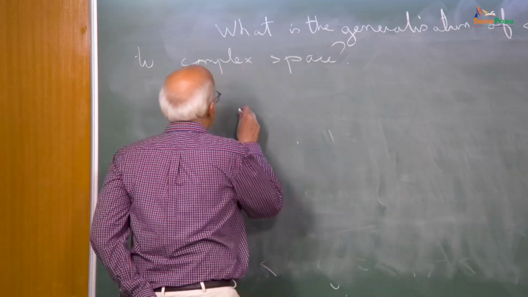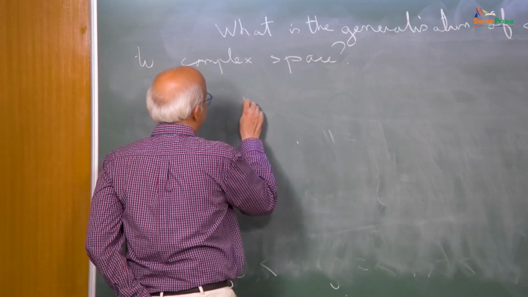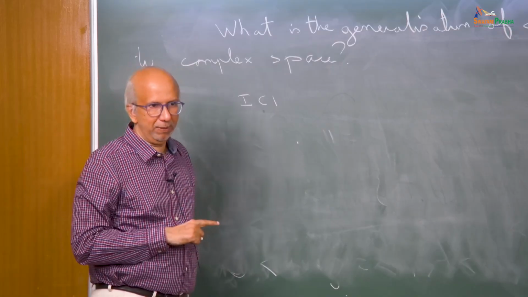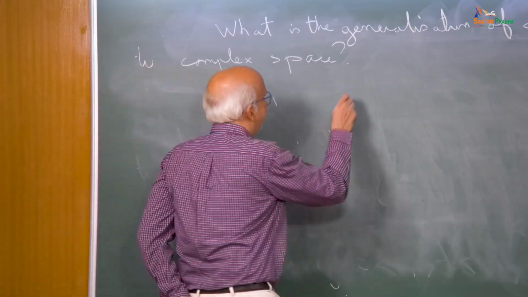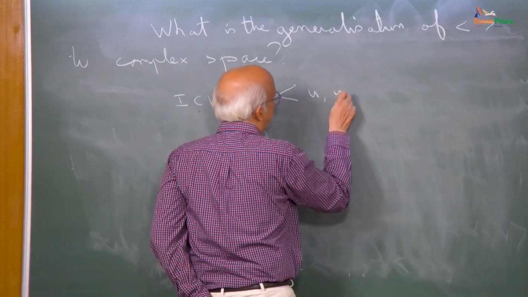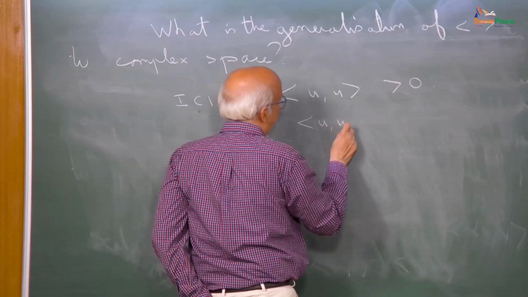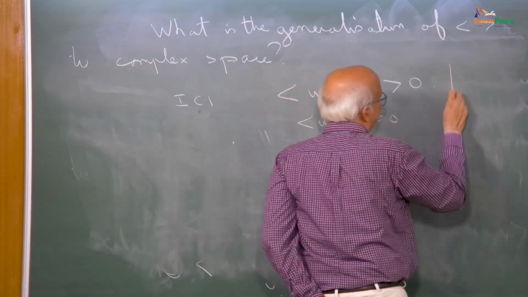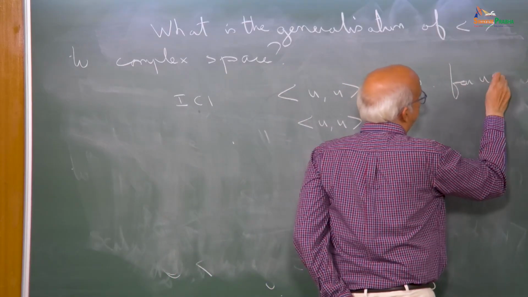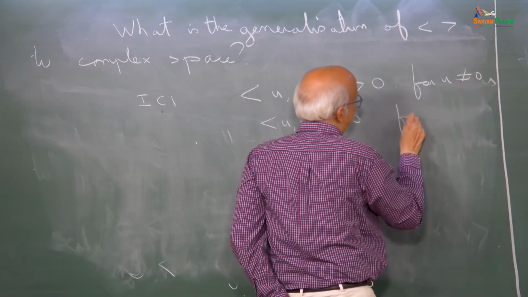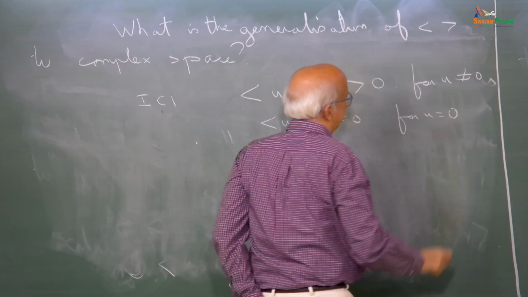So, now I am going to call this IC1, just to tell you inner product for complex. The first axiom is that the inner product of U with U must be greater than 0 for U not equal to 0, and the inner product of U with U equals 0 for U equal to 0. That is the first axiom.